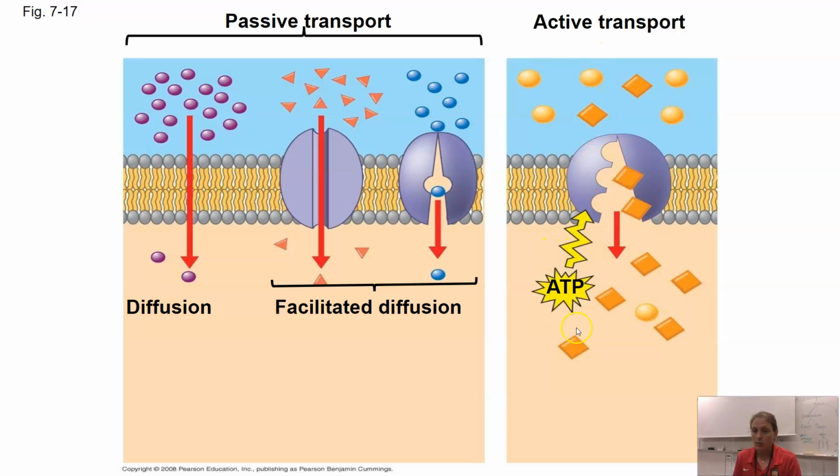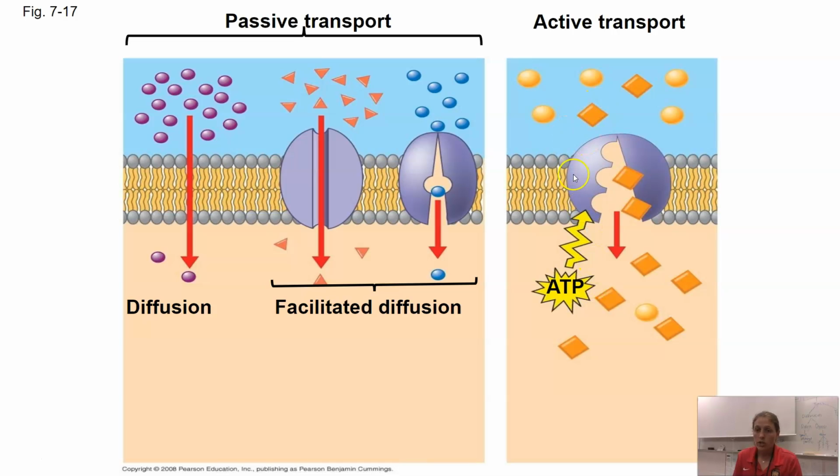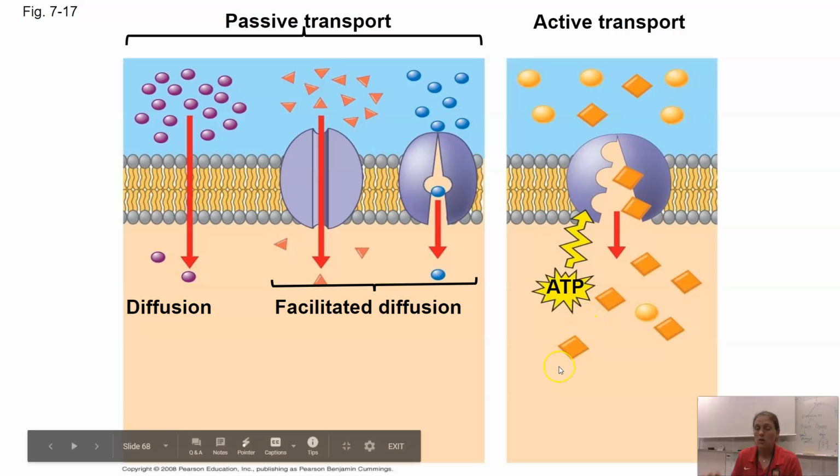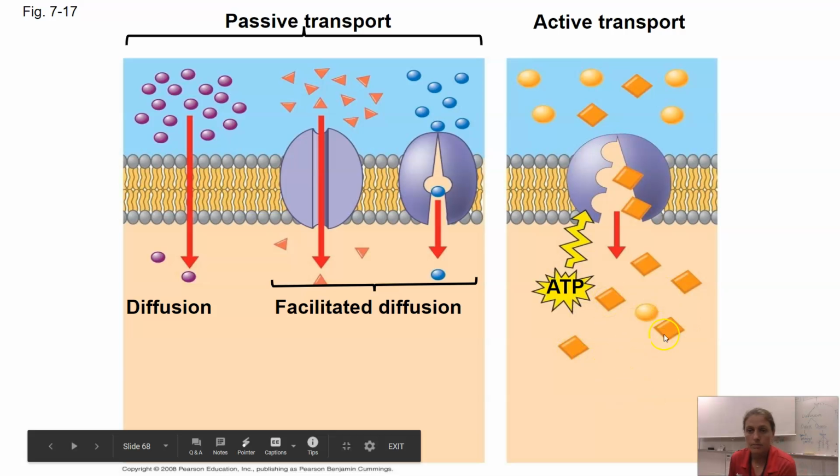However, in active transport, you can see our energy required for this protein, and we've got these little guys that we want to keep in the cell. We want to build up a concentration of these little diamond particles. So we're going to use this protein with some energy to grab these guys and move them into the cell so that we can go against the gradient. We require energy for this. We go from a low concentration to a high concentration.